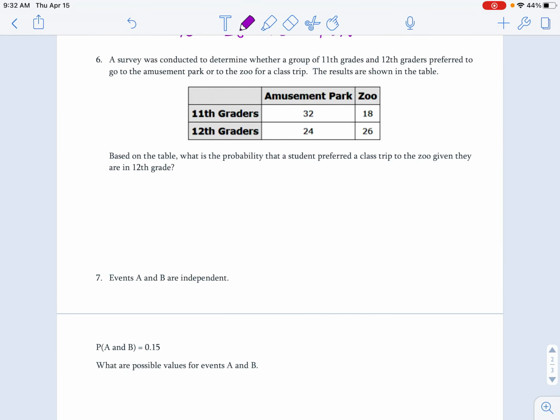A survey was conducted to determine whether a group of 11th graders and 12th graders preferred to go to an amusement park or the zoo for a class trip. The results are shown. Based on the table, what is the probability that a student preferred a class trip to the zoo given that they are in the 12th grade? So given that they're in the 12th grade, notice how this doesn't have the total. There were 24 plus 26, 50 total. What's the probability they preferred the zoo? 26 out of 50, which is 52%.